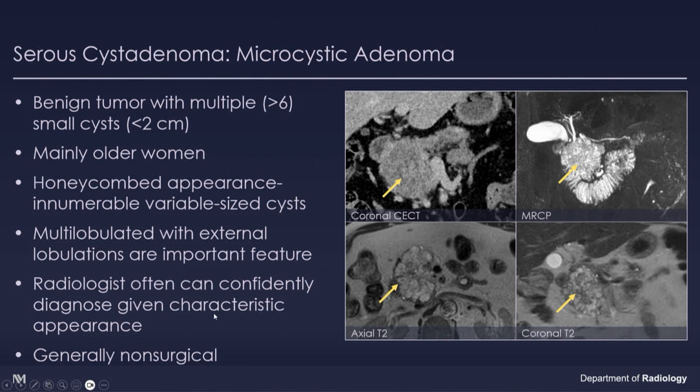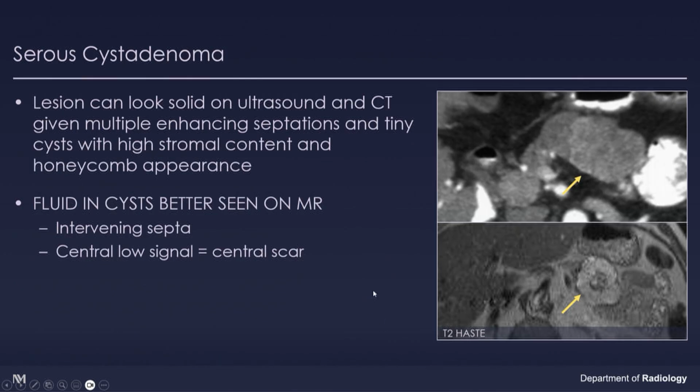And radiologists can often confidently diagnose these, especially when they have a characteristic imaging appearance. And the key feature is that these are non-surgical lesions. As we mentioned before, sometimes with CT, they can look solid. And why does it look solid? Because you've got all those multiple septa. They're all enhancing, making it look solid, with that high stromal content and that honeycomb appearance. On the MR, you can sometimes better appreciate the cystic component, the multilobulation, and the central scar.